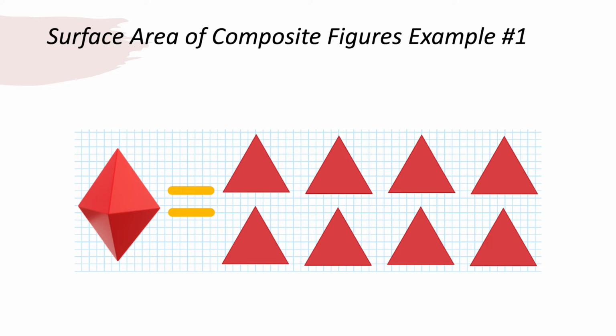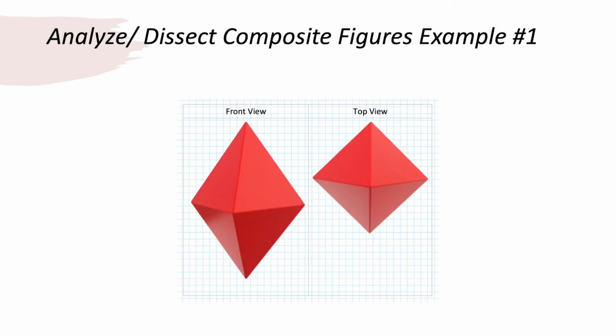Excellent! To find this 3D figure's surface area, all we need to do is add up the areas of these 8 triangles. And we for sure know how to figure out a triangle's area. It is base times height divided by 2. Now, let's figure out its volume.